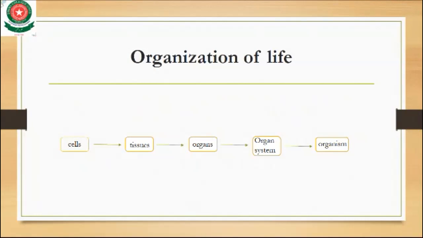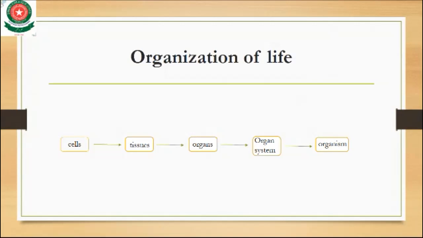In this chapter, chapter number one, we learn about these five things: cell, tissue, organs, organ system, and organism. What is a cell? What is a tissue? What is an organ? And what kinds of organ systems and different types of organisms are there? All of chapter number one revolves around these five things.